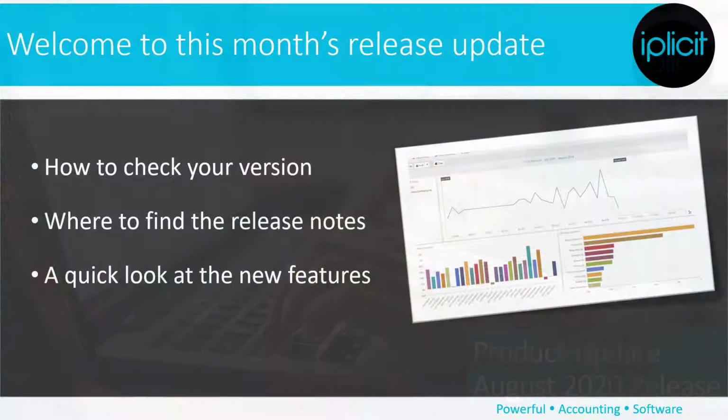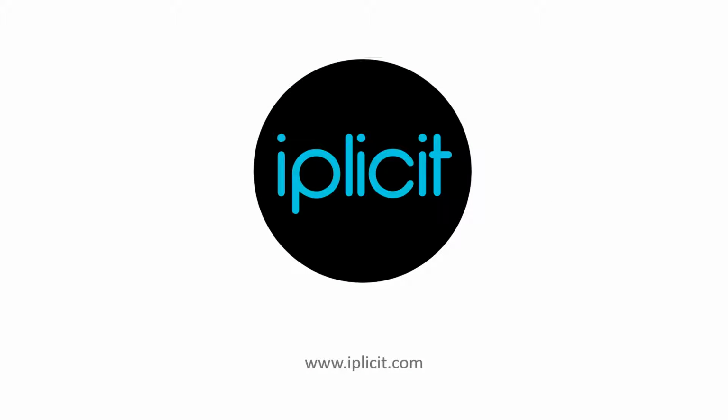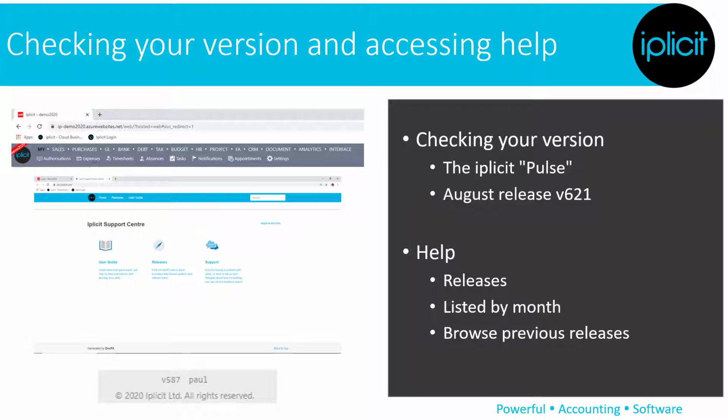So in today's video we're going to be taking a look at how to check your version, where you can find the release notes, and we'll be taking a quick look at some of the new features within this month's release. Firstly, you can check what version of iplicit you're running by clicking on the pulse, and the version number will appear at the bottom of your screen.